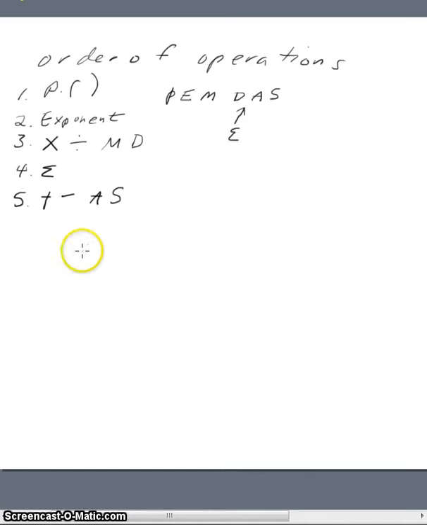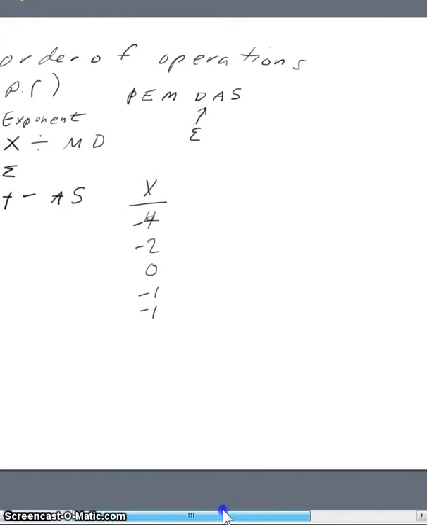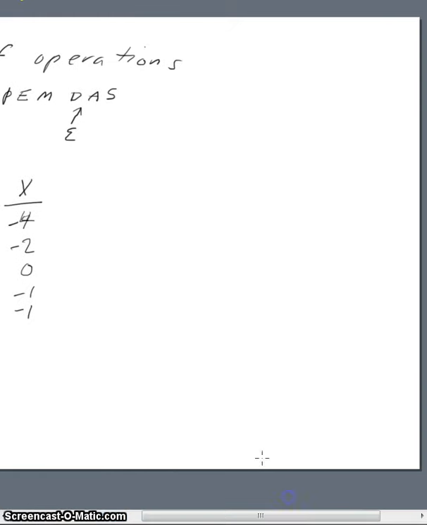The problem gives us a set of scores, and those scores are x equals -4, -2, 0, -1, -1. Okay, so let's go and we'll give it a shot. So A asks us to do the sum of x.